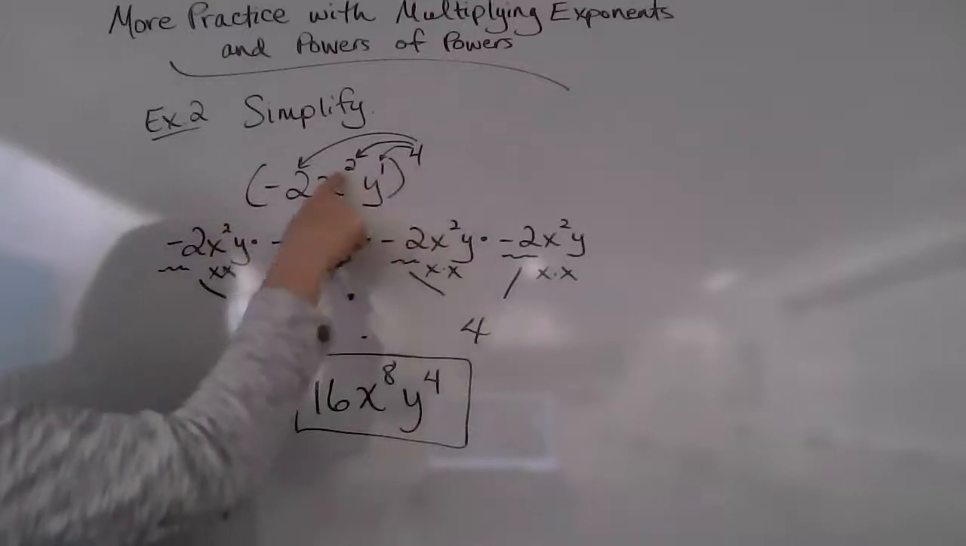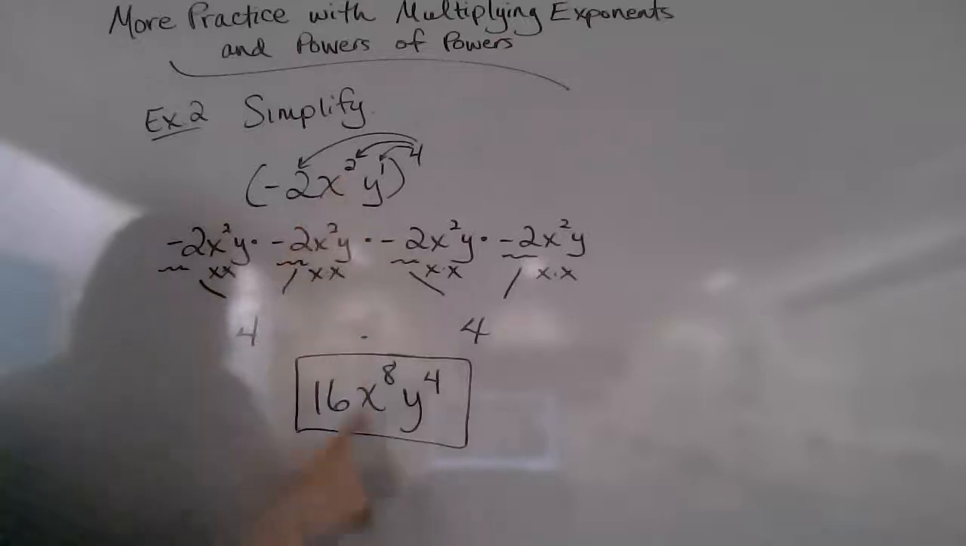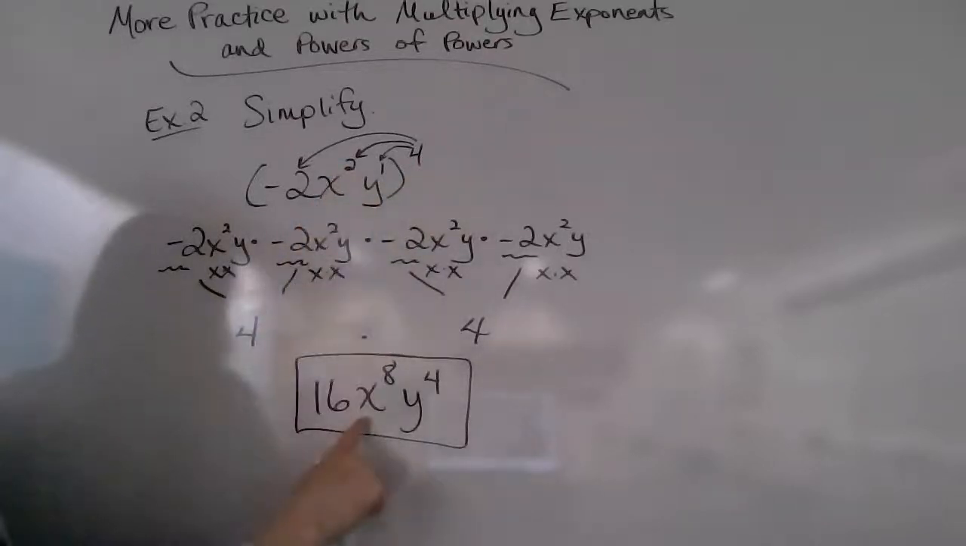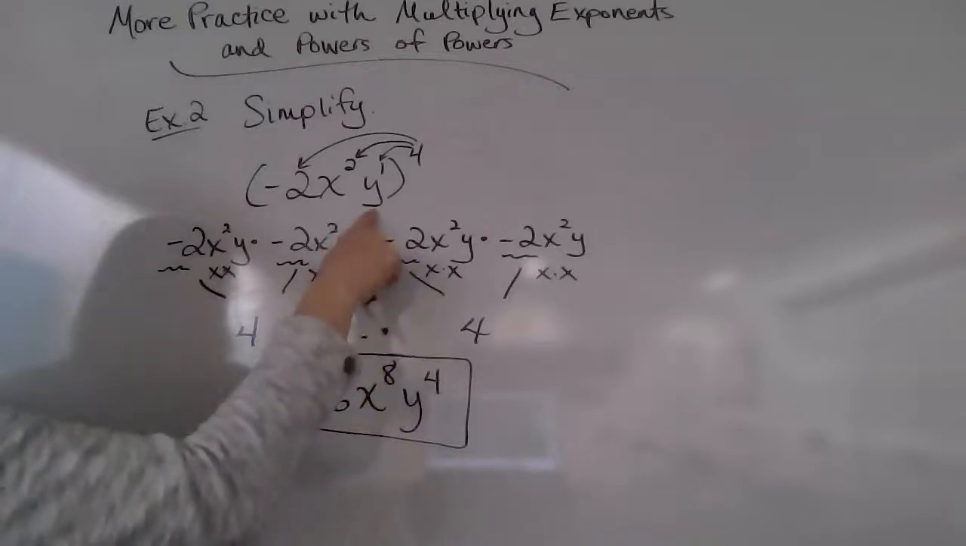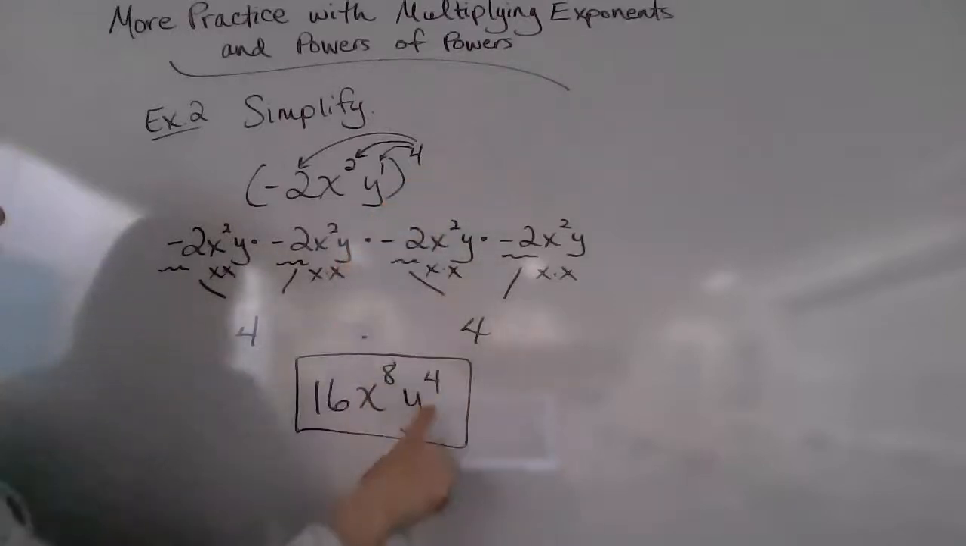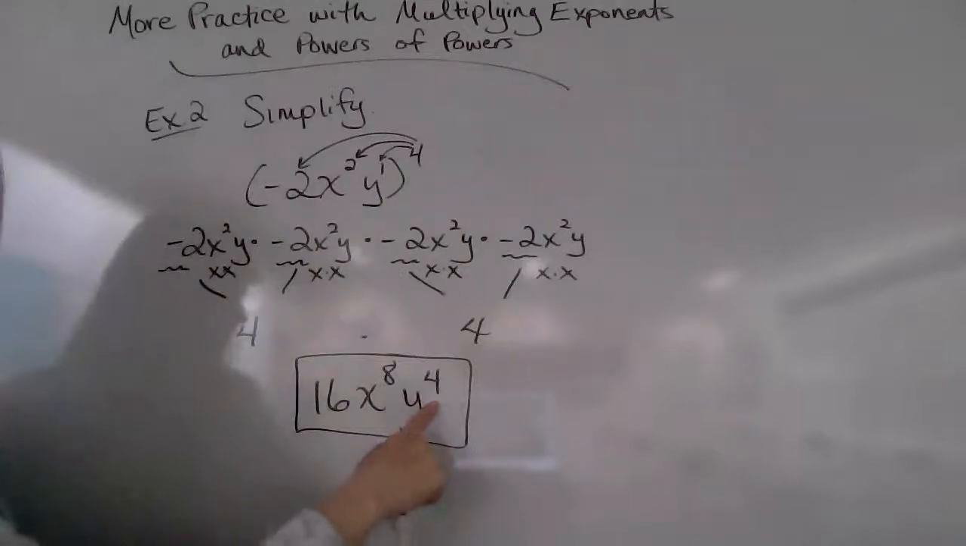4 sets of 2x's being multiplied together gives us x to the 8th. So you can multiply: 4 times 2 gives you 8. We have 1y, but we're making 4 sets of those 1y's. That gives us y to the 4th. 1 times 4 gives us the 4. So that's the power of a power shortcut.